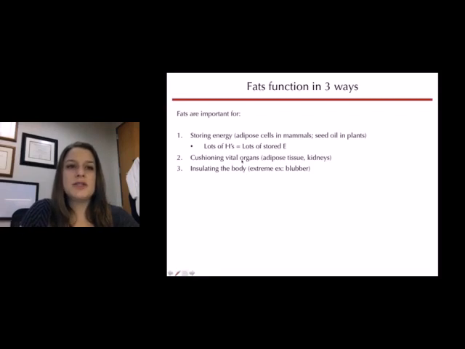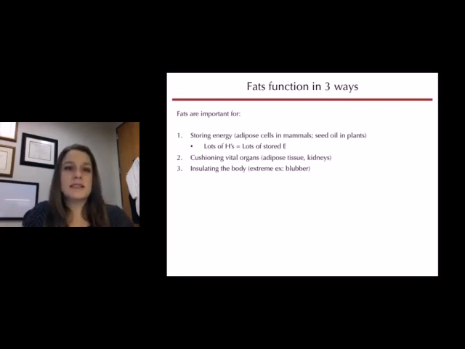Fats also cushion vital organs, so your kidneys are surrounded by fat deposits. If you ever do a dissection of a mammal, you'll see the kidneys kind of stuck to the back wall with lots of fat around them, so it protects them. Adipose tissue is the fat tissue in your body, and it's important to have enough of that to keep you warm and have your energy stores, but not too much, which then leads to problems like heart disease and strokes.